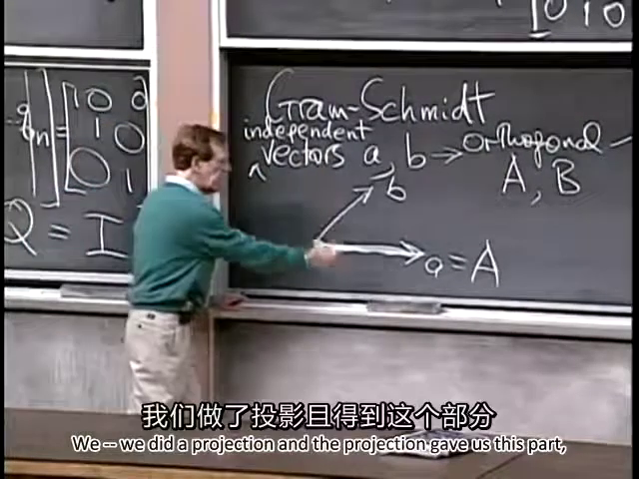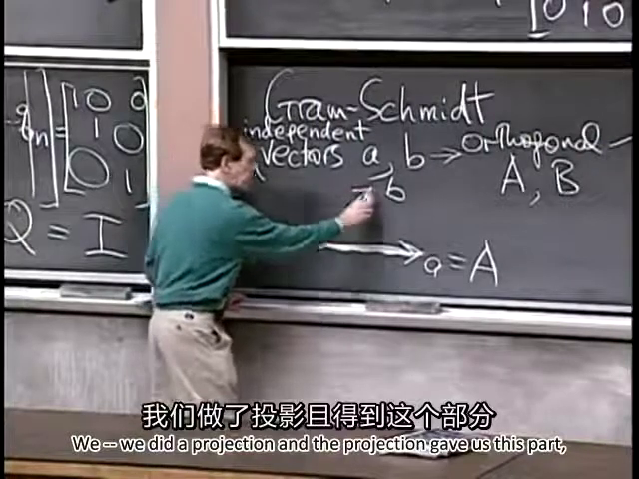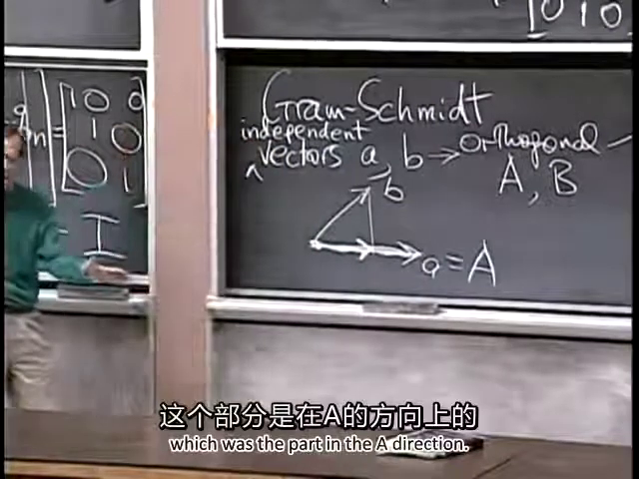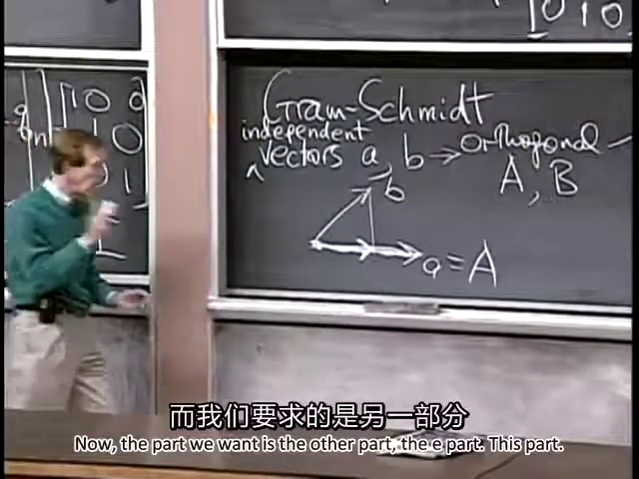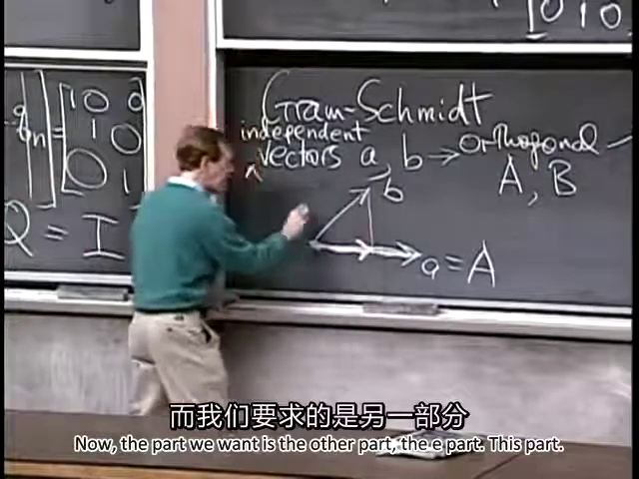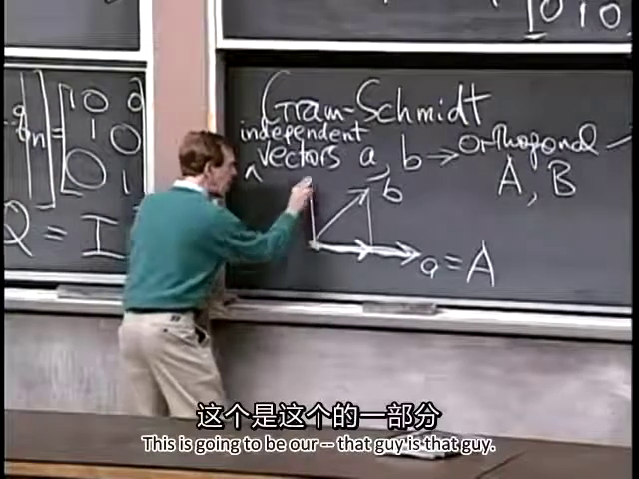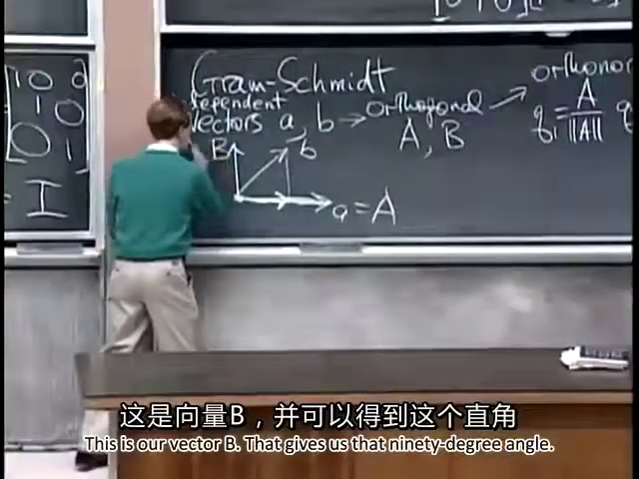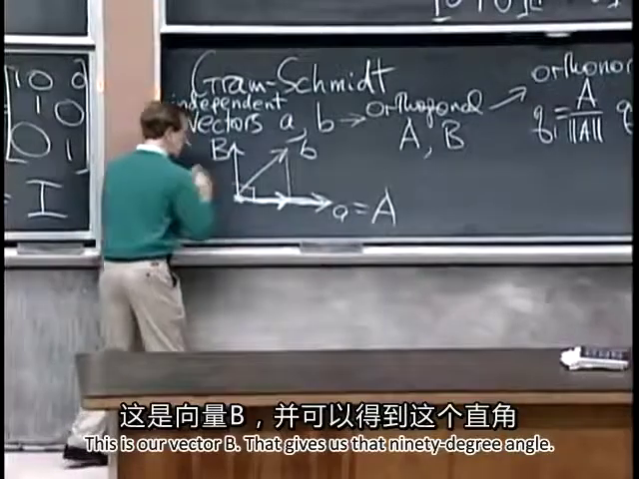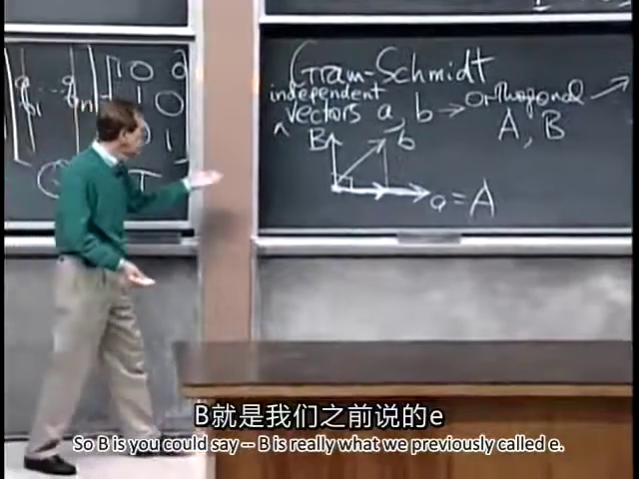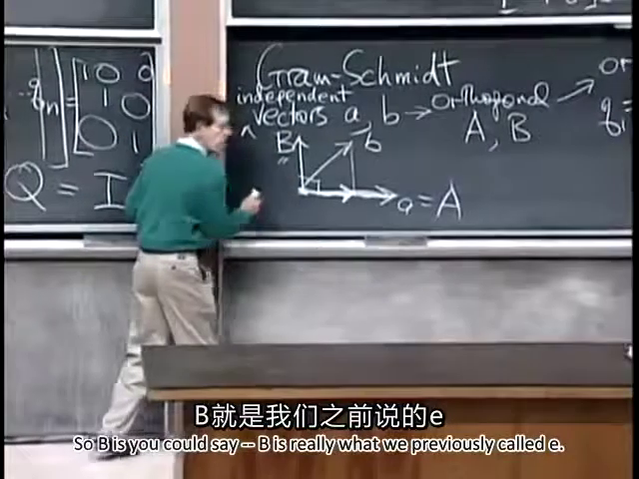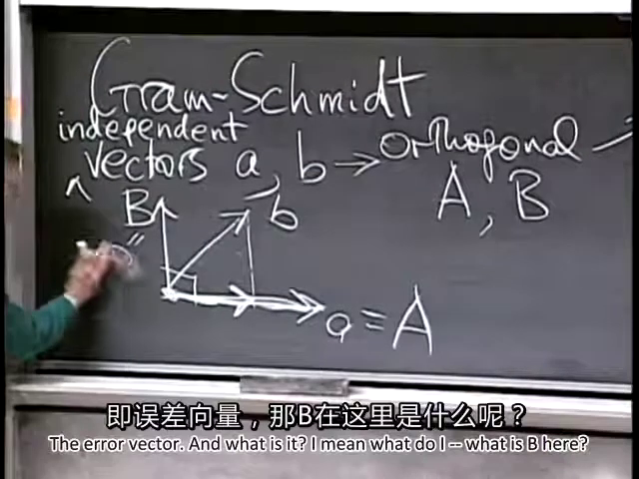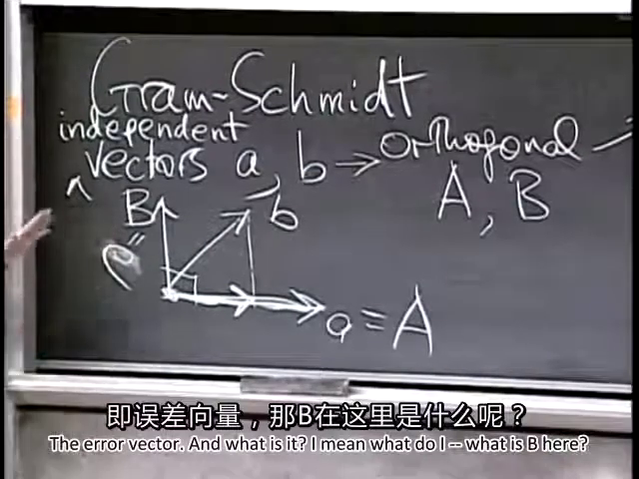We did a projection, and the projection gave us this part, which was the part in the A direction. Now, the part we want is the other part, the E part, this part. That guy is that guy. This is our vector B that gives us that 90-degree angle. So B is, you could say, really what we previously called E, the error vector.